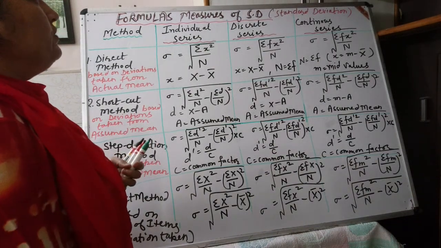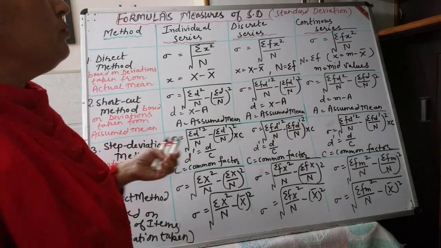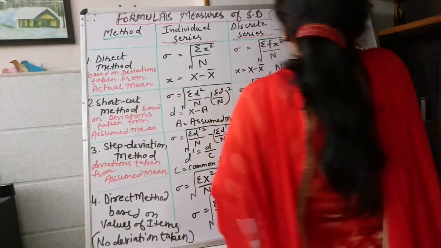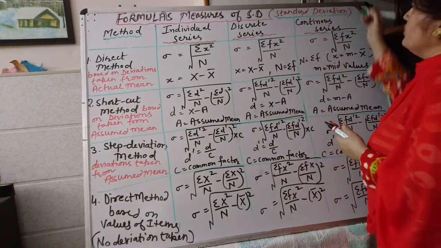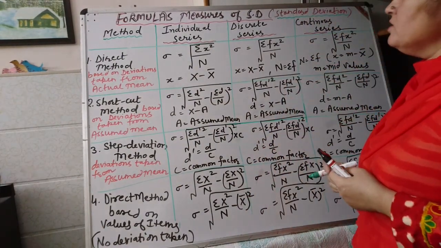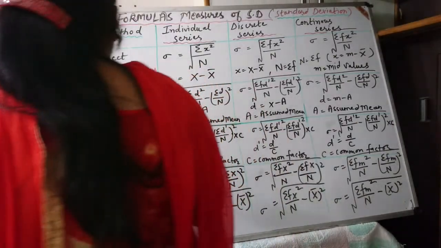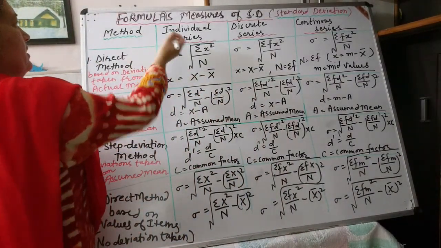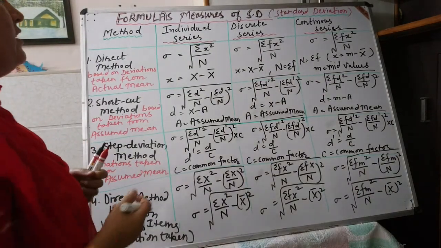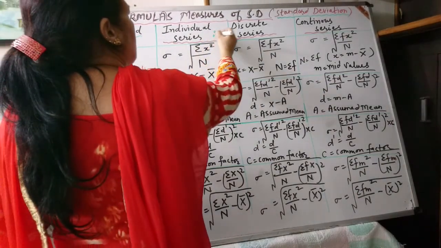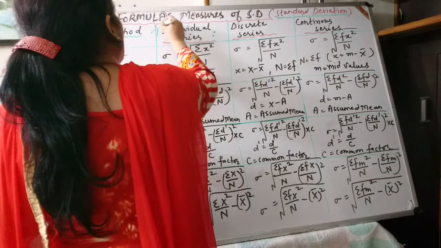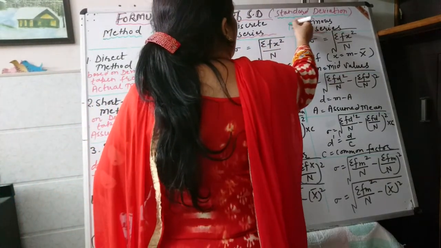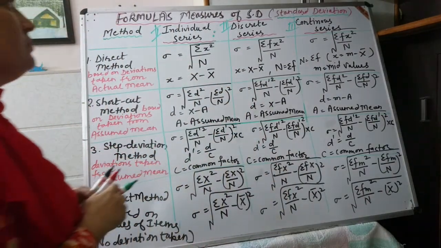In this video, we will revise all the formulae in all the series related to standard deviation. We have completed standard deviation and now let us once again revise all the methods. So first, the series in which we can calculate standard deviation are: number 1 individual series, number 2 discrete series, number 3 continuous series.